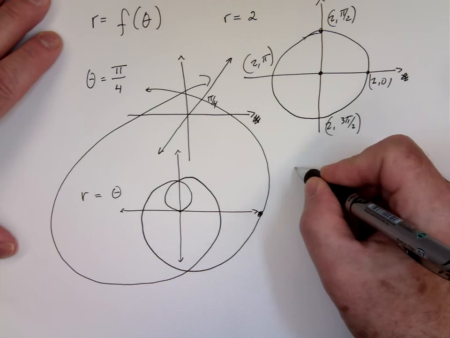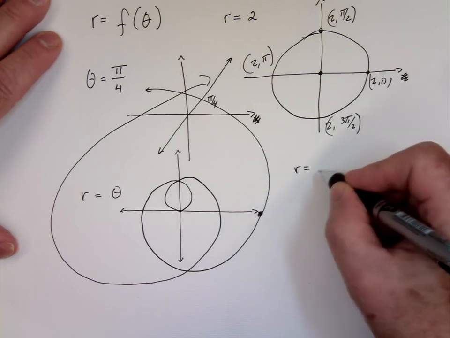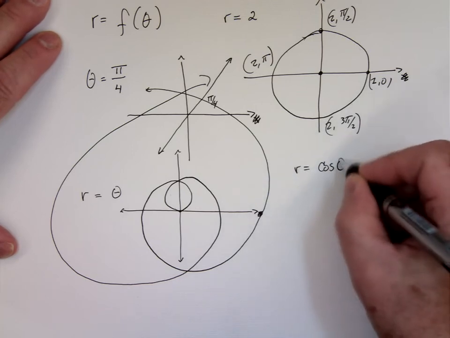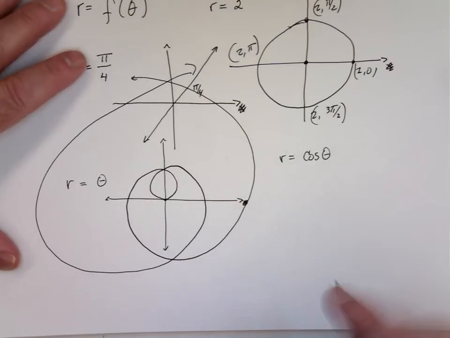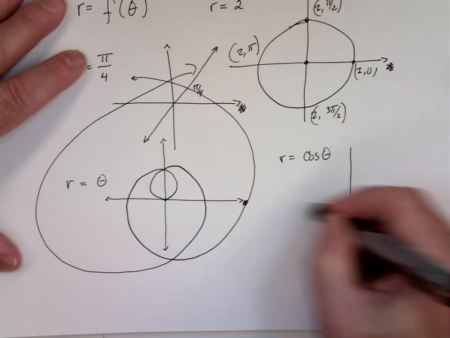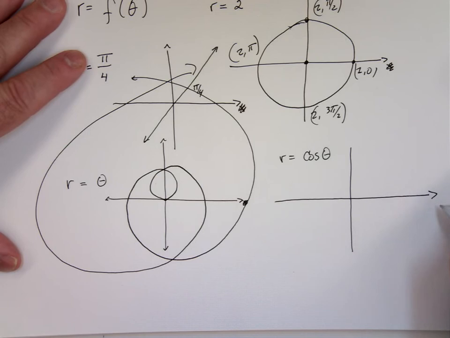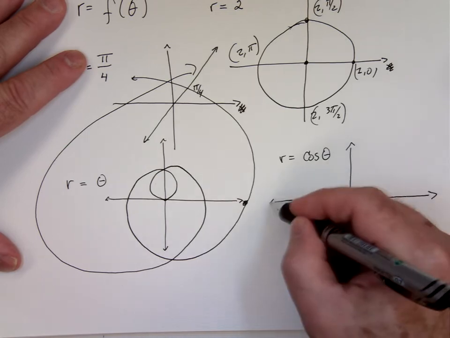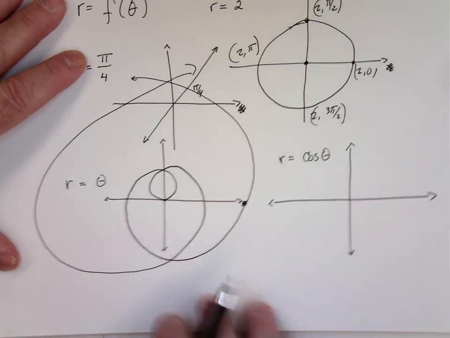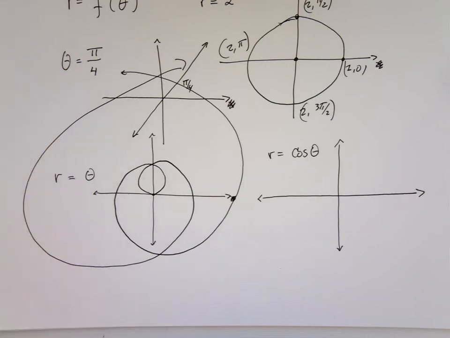Let's do r equals cosine theta. R equals cosine theta. What do we got? Cosine? One would think, but you don't. Right, like in a circle. Yes, you do get a circle. That's exactly right. Watch this.